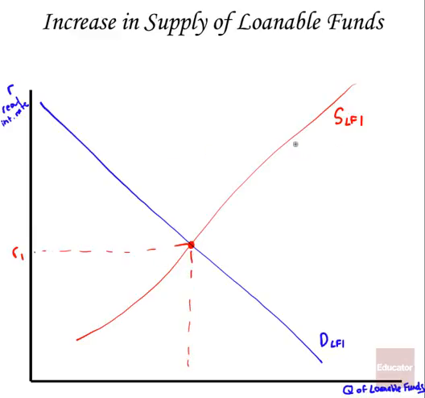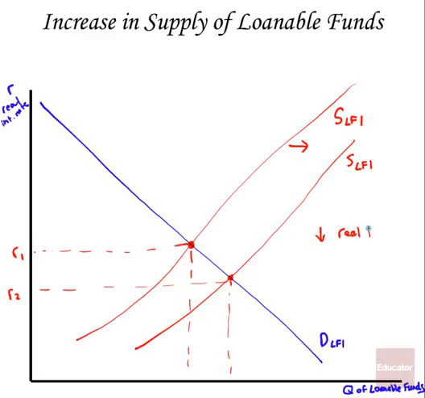So what happens when you increase the supply of loanable funds? Again, this is a basic supply and demand graph here. There's an increase in supply. Okay. What you have is a decrease in the real interest rate, and the quantity of loanable funds increases from QLF1 to QLF2. So there's an increase in the quantity of loanable funds. So that's how an increase in the supply of loanable funds would look on the graph here.